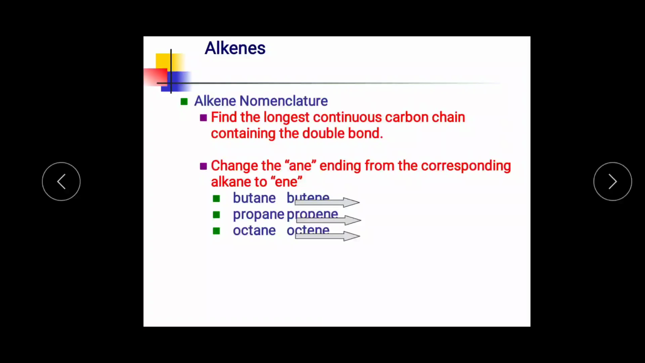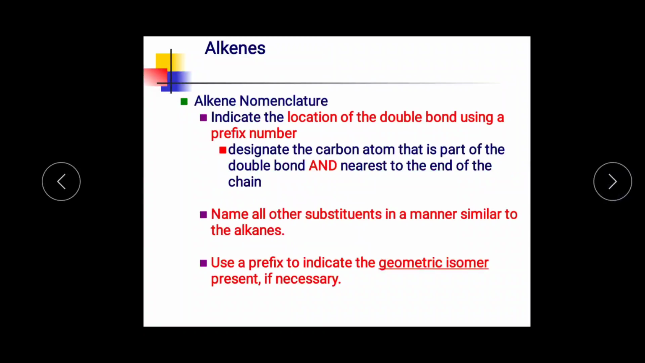Find the longest continuous carbon chain containing the double bond. And you're going to change the -ane ending from the corresponding alkane to -ene. So butane will become butene, propane to propene, and octane to octene. Indicate the location of the double bond using a prefix number. Designate the carbon atom that is part of the double bond and nearest to the end of the chain. Name all other substituents in a manner similar to the alkanes, and use a prefix to indicate the geometric isomer present if necessary.